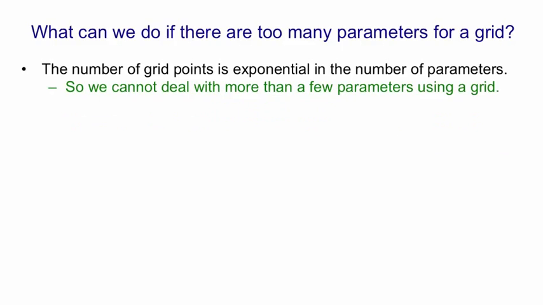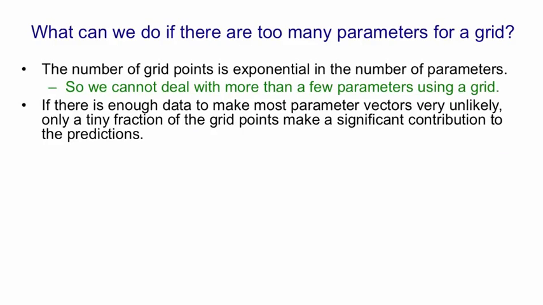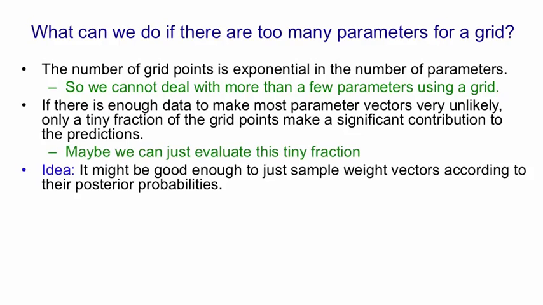The number of grid points is exponential in the number of parameters, so we can't make a grid for more than a few parameters. If there's enough data so that most of the parameter vectors are very unlikely, only a tiny fraction of the grid points will make a significant contribution to the predictions. So maybe we can just focus on evaluating this tiny fraction if we can find it. An idea that makes Bayesian learning feasible is that it might be good enough just to sample weight vectors according to their posterior probabilities.